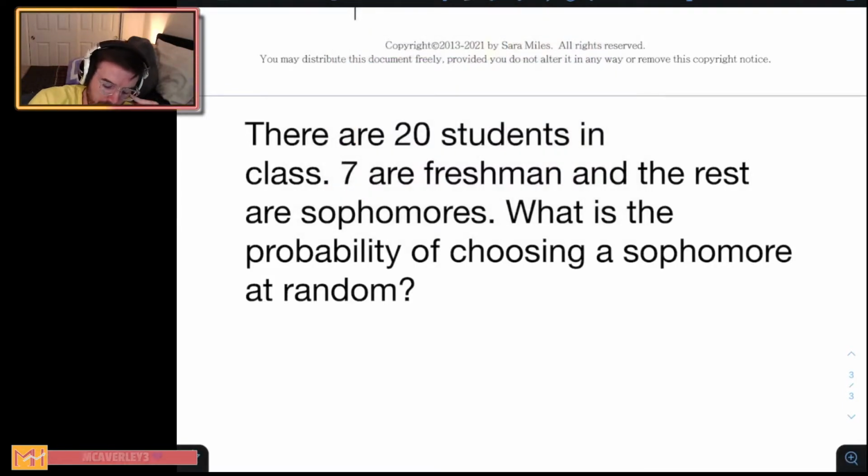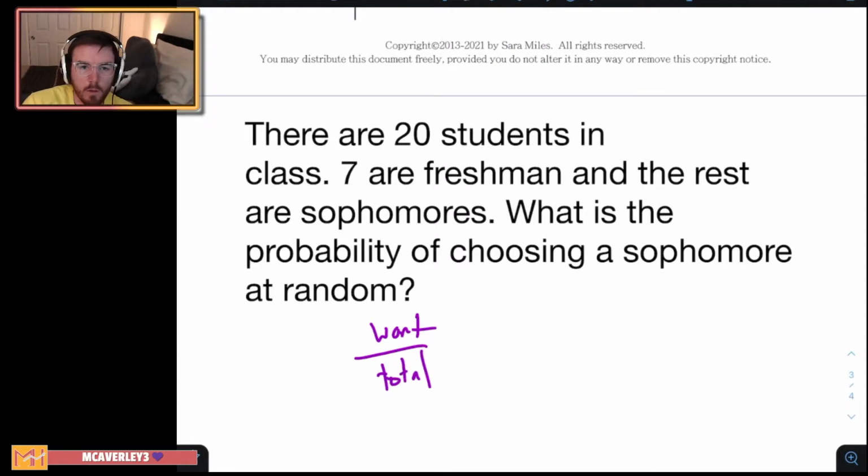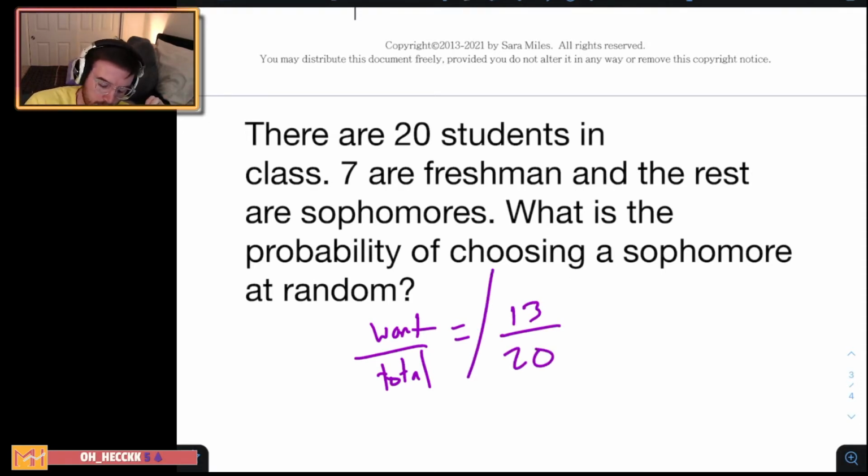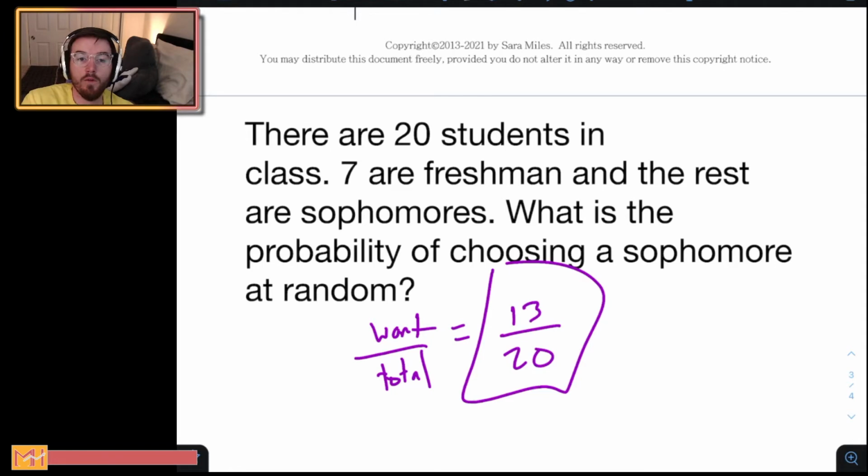So we know that it's what you want over the total. What do we want? We want sophomores. How many sophomores are there? Well, if there are 7 freshmen and the rest are sophomores, 13 of them are sophomores out of the 20 total students. Boom. There's your answer. Hopefully that's what you typed.